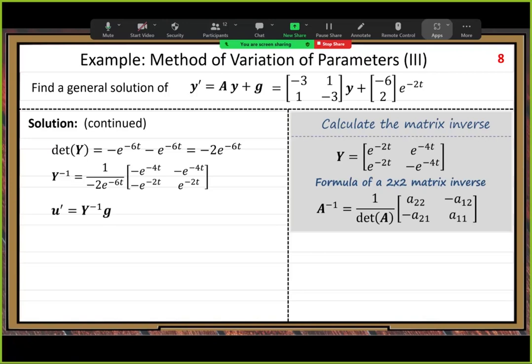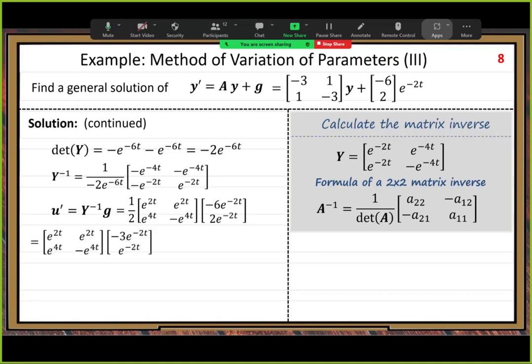Now we are ready to calculate u prime, which is y inverse times the g vector. Just do it straightforwardly. Here I simplify the 1/2. We multiply it to the vector, and we can do cancellation, because a scalar can be multiplied to any matrix or vector. So here we multiply to the vector part. For -3, cancellation of a factor of 2, then the 2 also cancels out. So we do this multiplication.